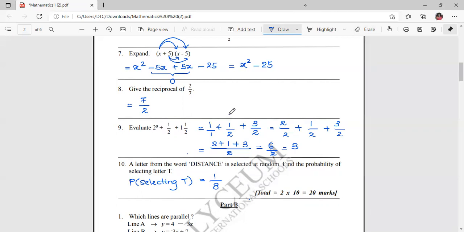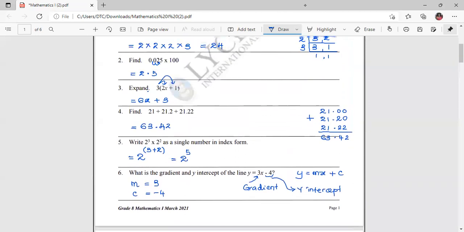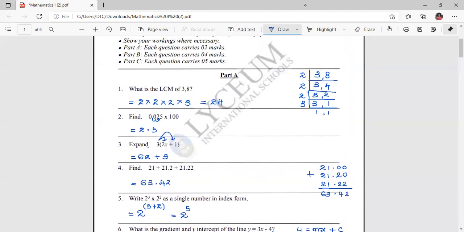Okay, so quickly we'll have a recap. Questions 1 to 10, quickly, part A. Okay, part A, the first question is about the LCM. So you want to practice how to calculate the LCM using the prime numbers.